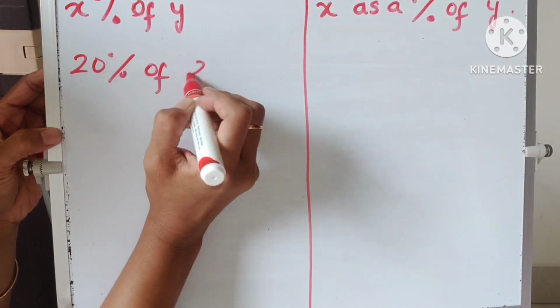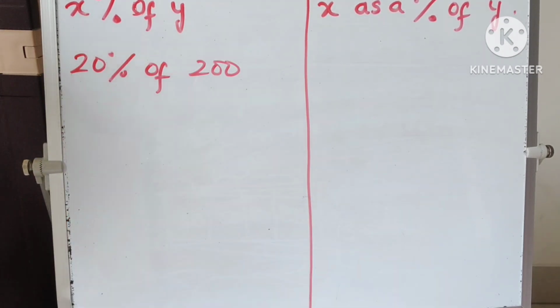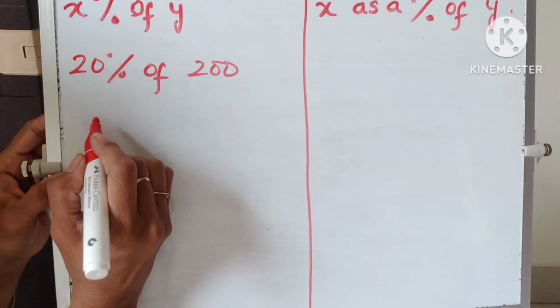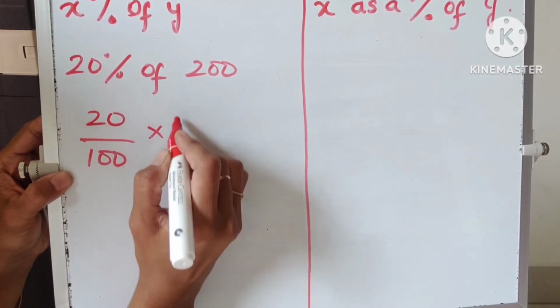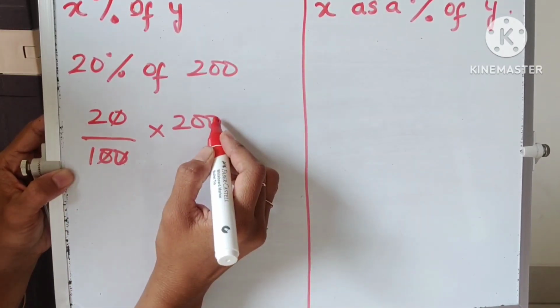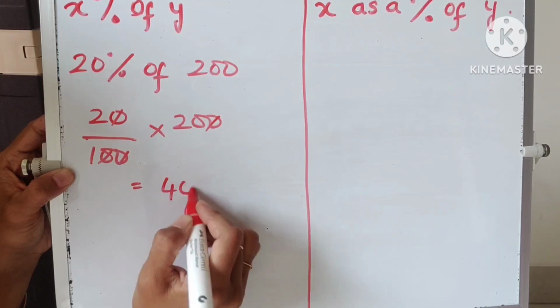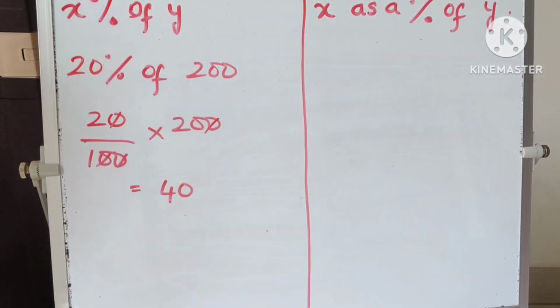20% of 200. X% of y. As we have seen in the previous video related to percentage, it is for 100. So 20% of 200 means for 200, what is 20%? Which will be 20 by 100 into 200. You can simplify it easily. It will be 40. So 20% of 200 is 40.